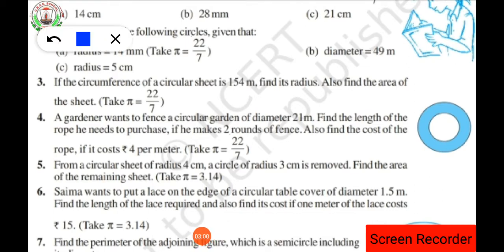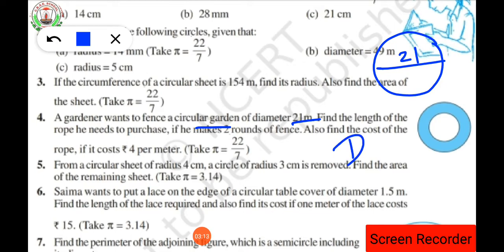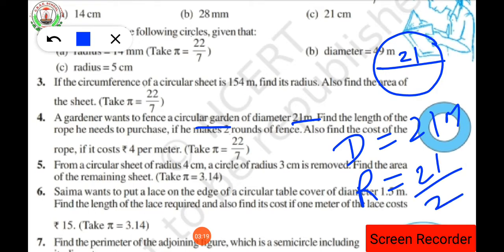Next question number 4. A gardener wants to fence a circular garden whose diameter, suppose we have a circular garden and its diameter is given as 21 meter. Okay, then what will be the radius? If the diameter is 21 meter, then what will be the radius of the circular garden? Of course, for the radius we are going to divide by 2, 21/2 meter. While dividing we will get the answer as 10.5 meter.